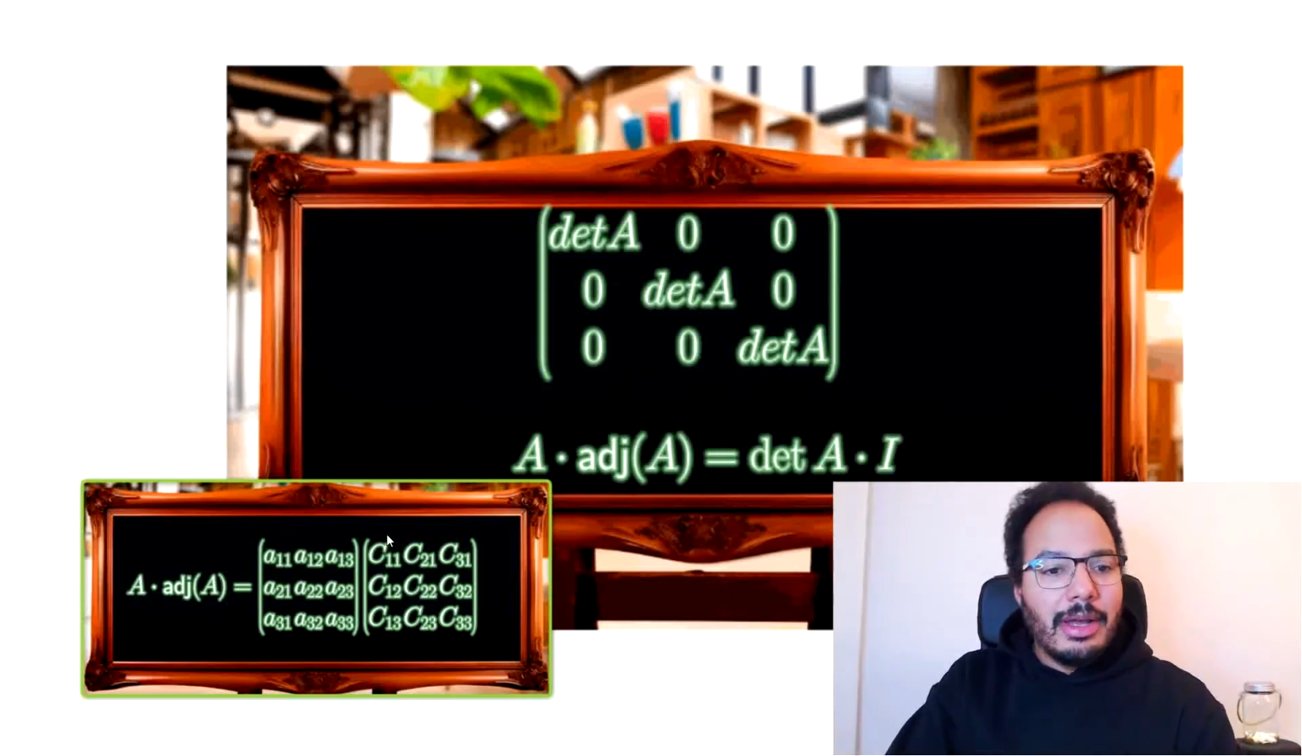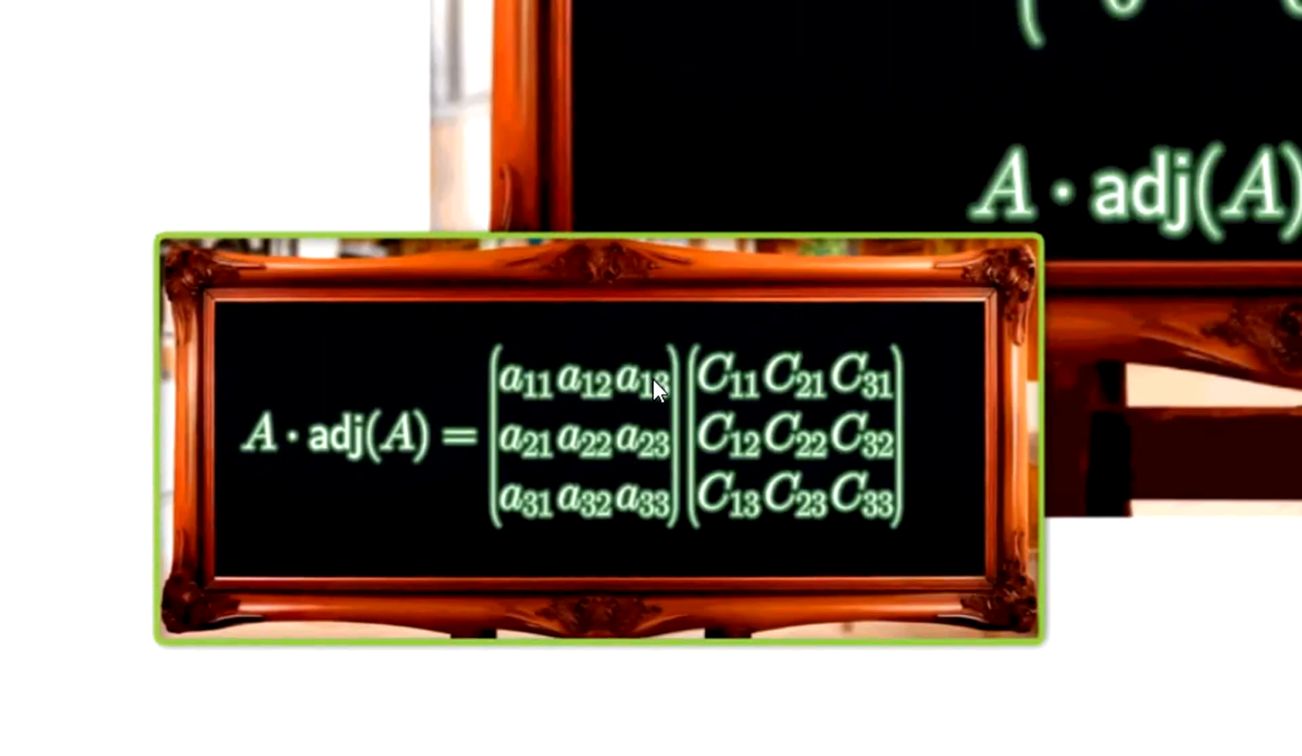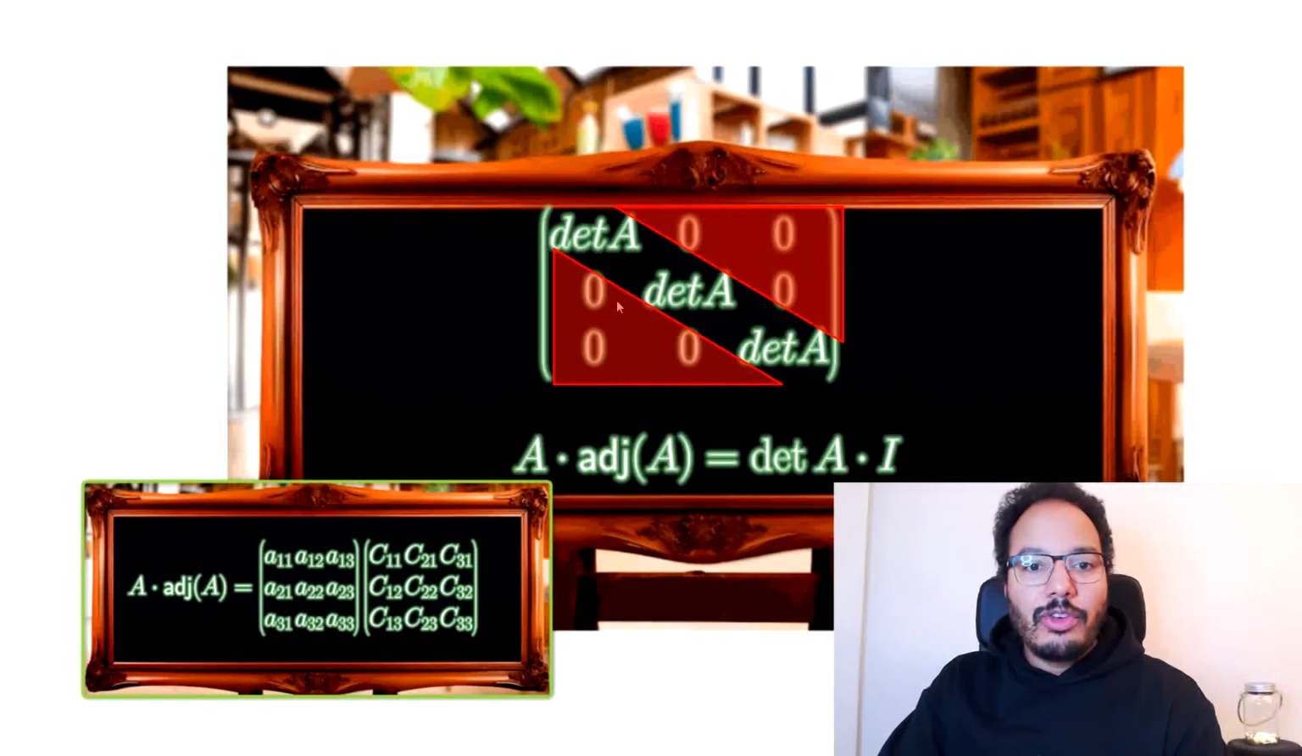But why is this happening? We're calculating the first row of the first matrix with the first column of the second matrix. And this is equal to the calculation in the cofactor expansion, because it's A11 times its cofactor, A12 times its cofactor, and A13 times its cofactor, which yields the determinant. But if we were to calculate the first row here with the second column, which is not the corresponding cofactors, it will always result in a 0. So multiplying a row with the wrong column yields a 0, which is shown here in these off-diagonal entries.